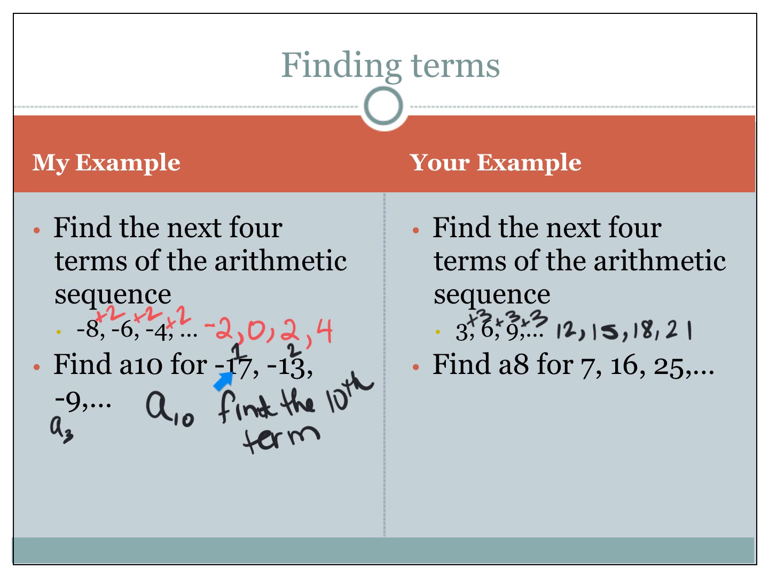So it looks to me, -17 plus what gives me -13? +4, +4. So we're going to go -9 plus 4 gives me the next term, -5. So that's A4. +4 gives me A5, which is -1. +4 again gives me A6, 3. A7, +4 from that, 7. A8, 7 plus 4 is 11. A9, 11 plus 4, 15, and A10, 15 plus 4 is 19.